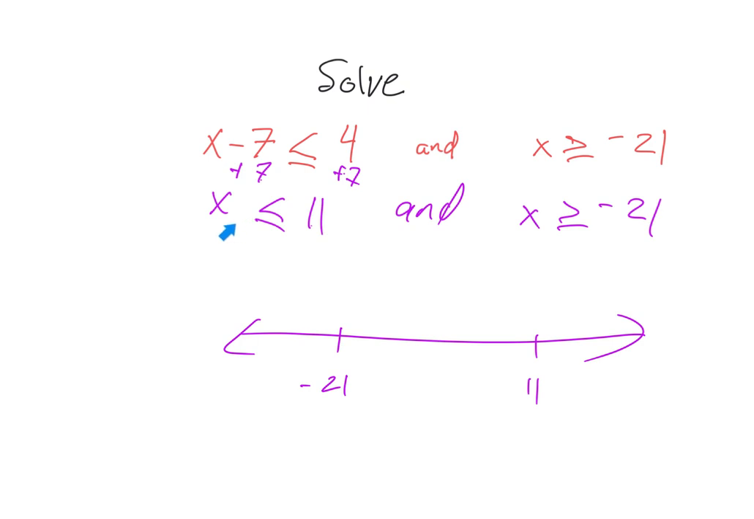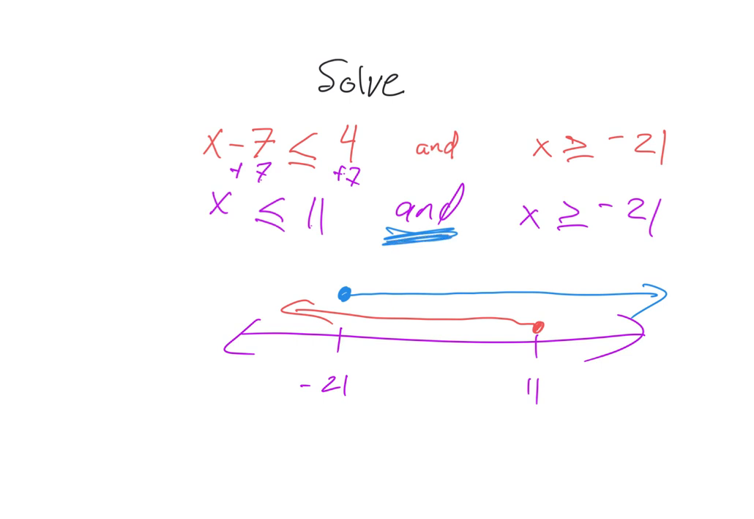This first inequality tells me x is less than or equal to 11, which means it will be from 11, closed dot, to the left. The second one says x is greater than or equal to negative 21. So that will be at negative 21, a closed dot, and it is going that way. So the question is, where are both of them true?